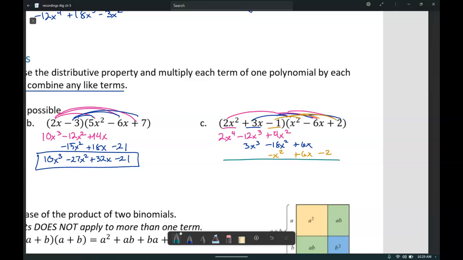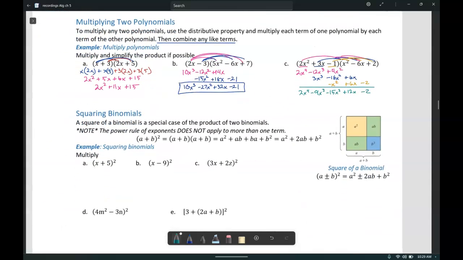We go to combine like terms. 2x to the fourth minus 9x to the third minus 15x squared plus 12x minus 2.